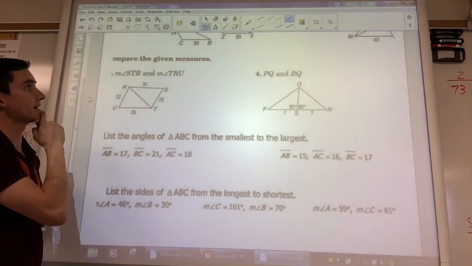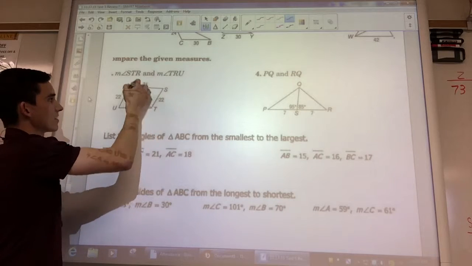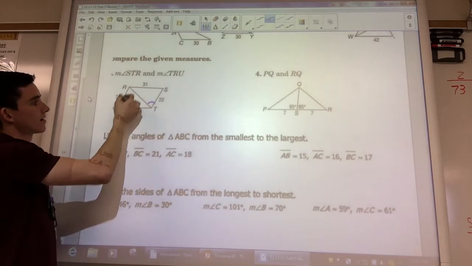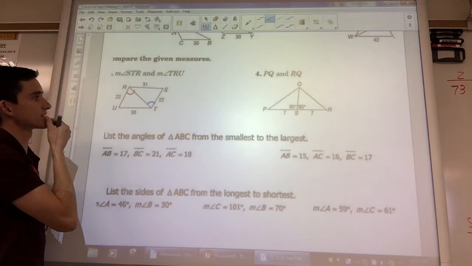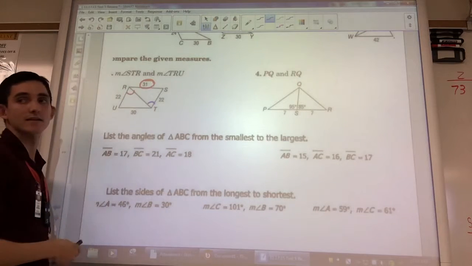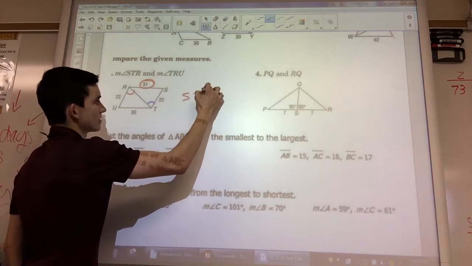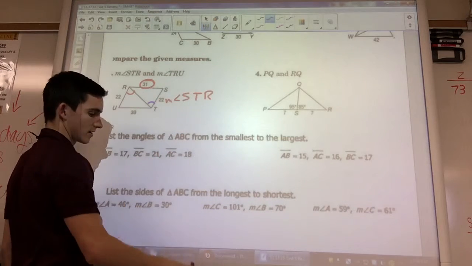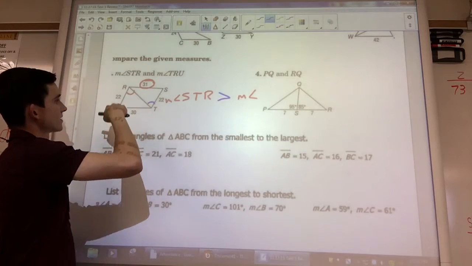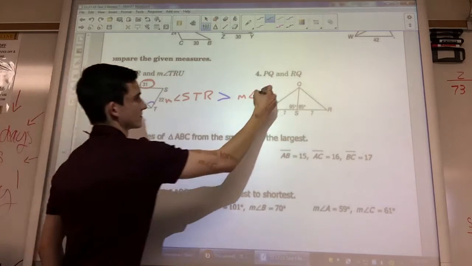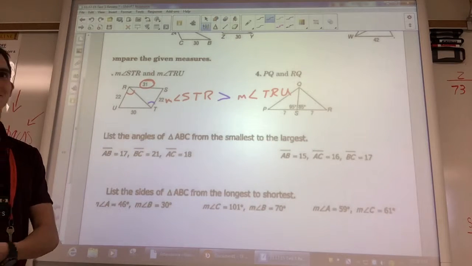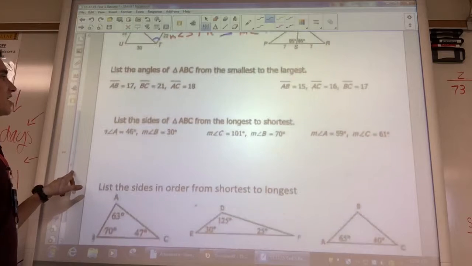So it says measure of angle STR. So it's talking about that. How does that compare with TRU? How does that compare with this? Yeah, STR is greater because it's making a greater side. Okay? So the measure of angle STR is greater than the measure of angle TRU. True. Okay.